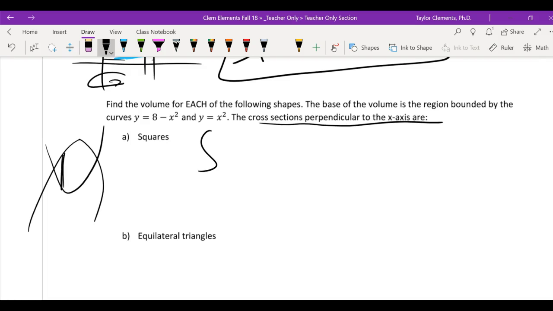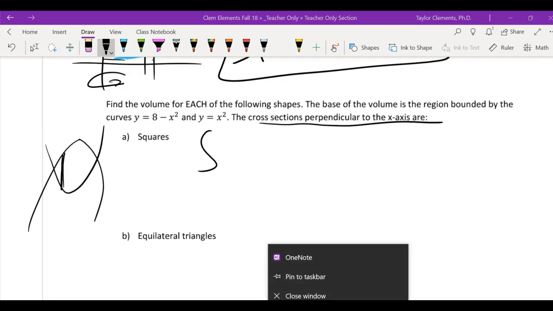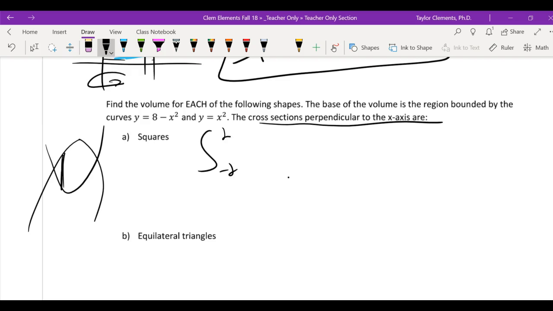All right, square. So let's see. Square, they intersect at -2 to 2. So we got that going. The area of a square is base times height, or basically this length squared. That's the area for it. Well, that length is the top minus the bottom, so 8 minus x squared. Good. So the blue one's the top one, minus x squared. So that's the top minus the bottom. And then we just square that.